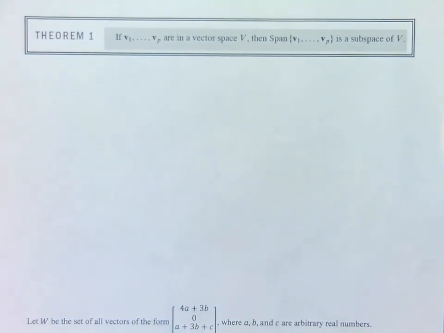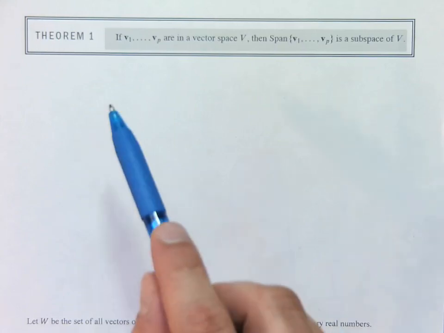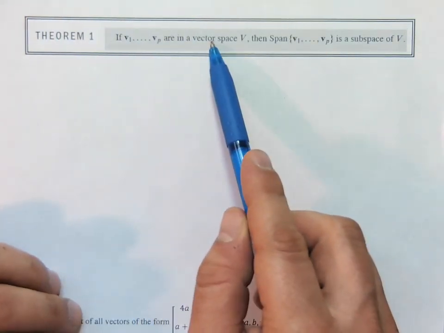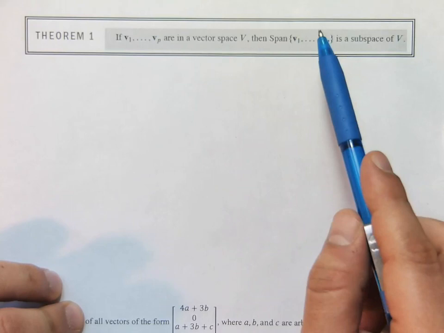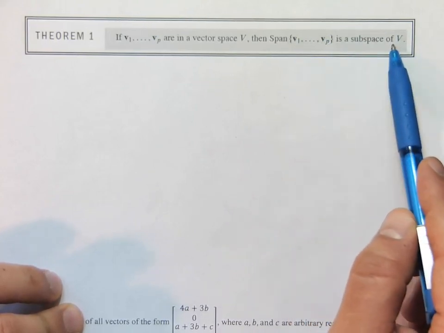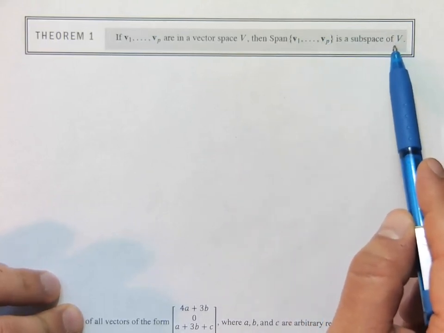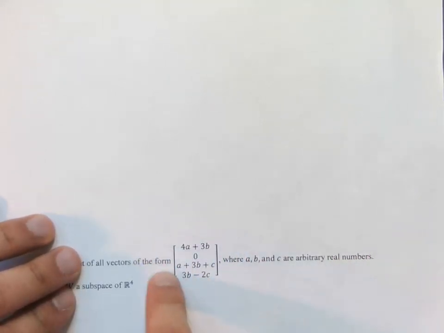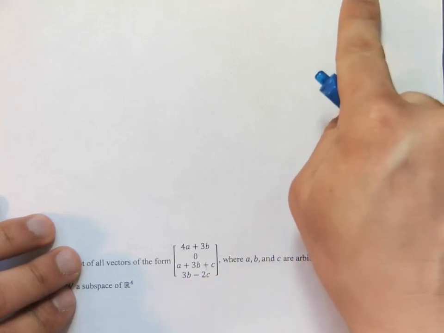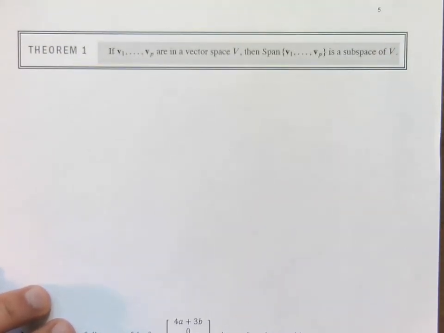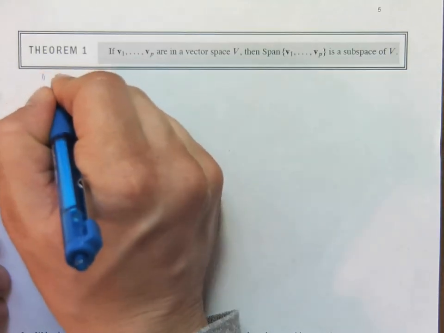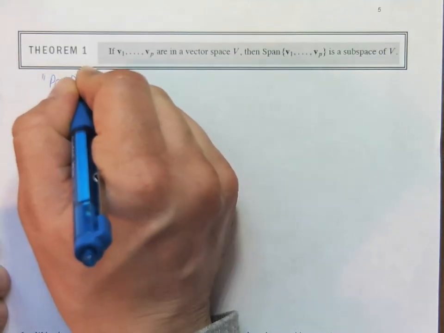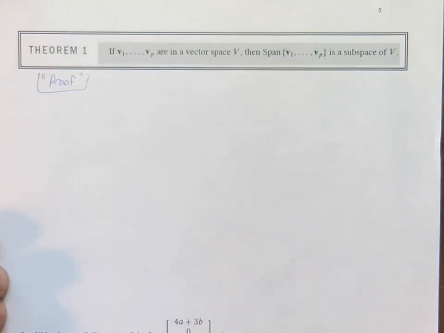So the theorem says, let v1 to vp be vectors in a vector space V. Then the span of those vectors ends up being a subspace of V. And that's nice because if we have a group of vectors and we can rewrite it as the span of vectors, we know it's a subspace. That is how we use this property. And so I'm going to do a quick proof of this, where I'm going to go through the three subspace properties.